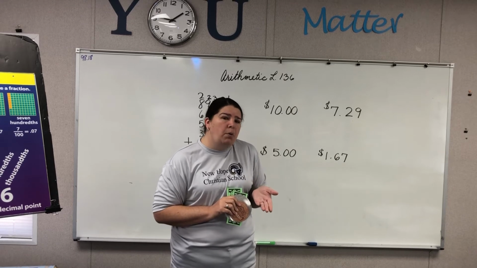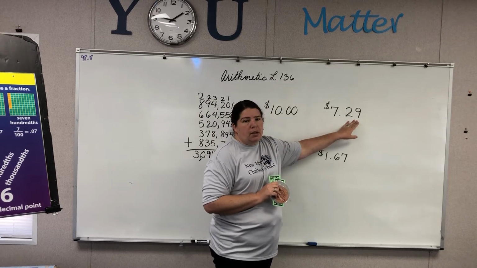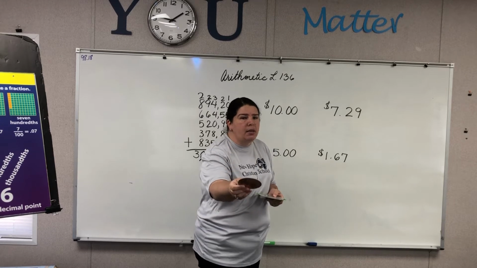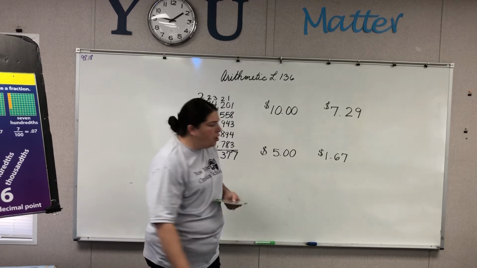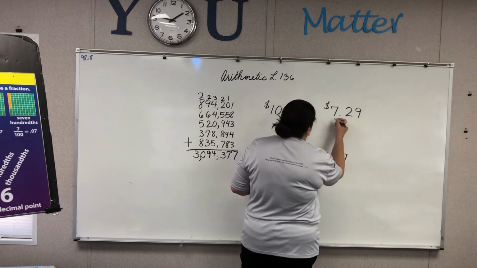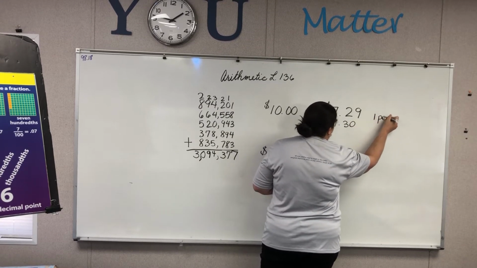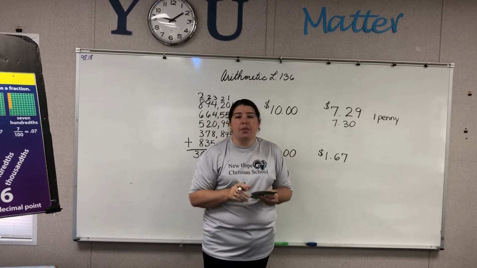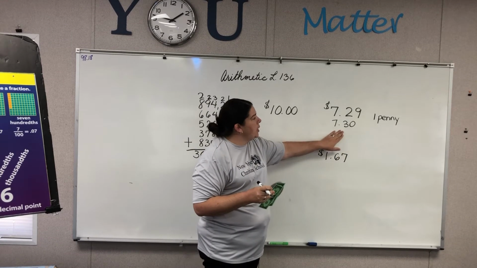So the smallest amount would be pennies, right? Do we need any pennies to make this even? I would use a penny. When I give you back a penny, that will change my $7.29 to $7.30. Let's write it down so you remember. 1 penny. Now we're at $7.30. We're going to count all the way till we get to $10.